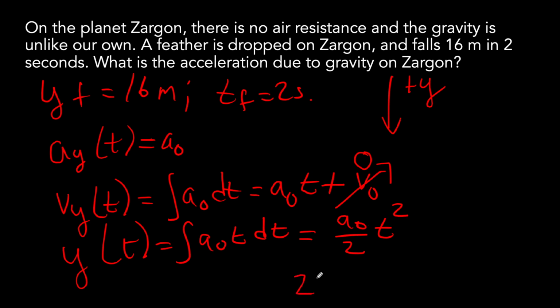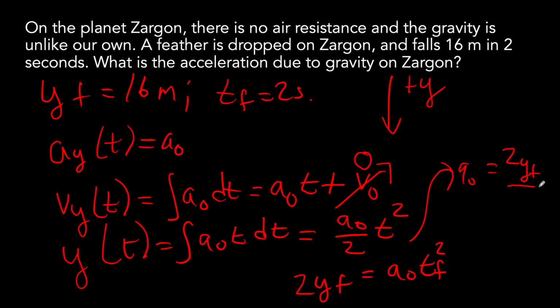So we have 2 times y final is equal to A naught times t final squared. And then I can move that t final over, and I know that A naught is 2 y final over t final squared. I plug in my numbers, 2 times the final distance, which is 16, divided by my final time squared, which is 2 squared. I can actually cancel that square and that 2, and my final answer is that the acceleration due to gravity on Zargon is 8 meters per second squared. All done.